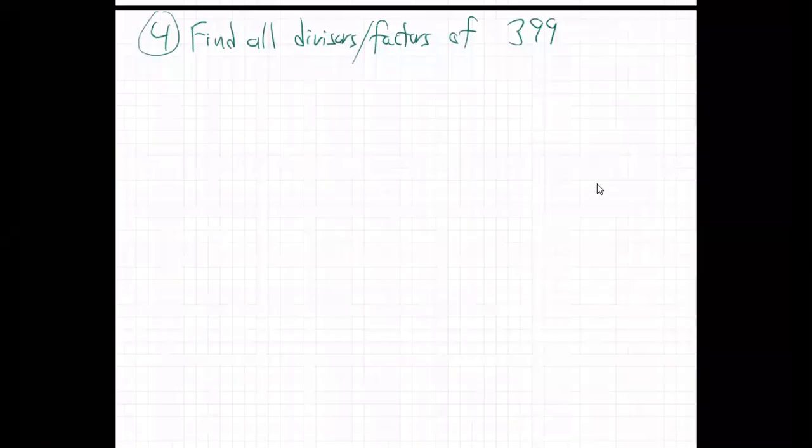Here it is. So here's number 4. Find all divisors, factors, same word, of 399. Now, we're going to stop at the square root of 399. So you start by doing the square root. Take the square root of 399.